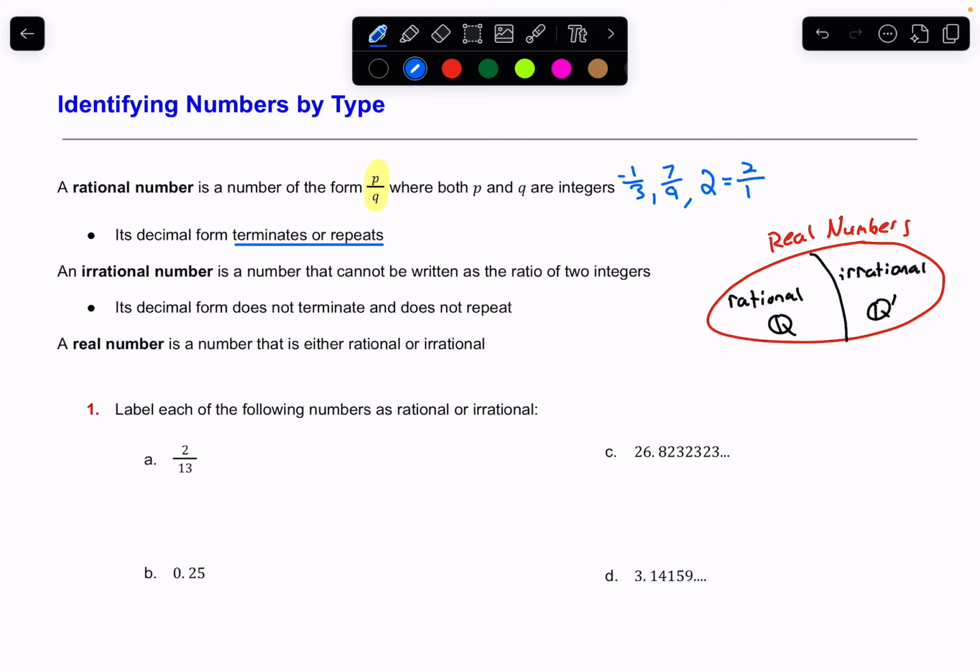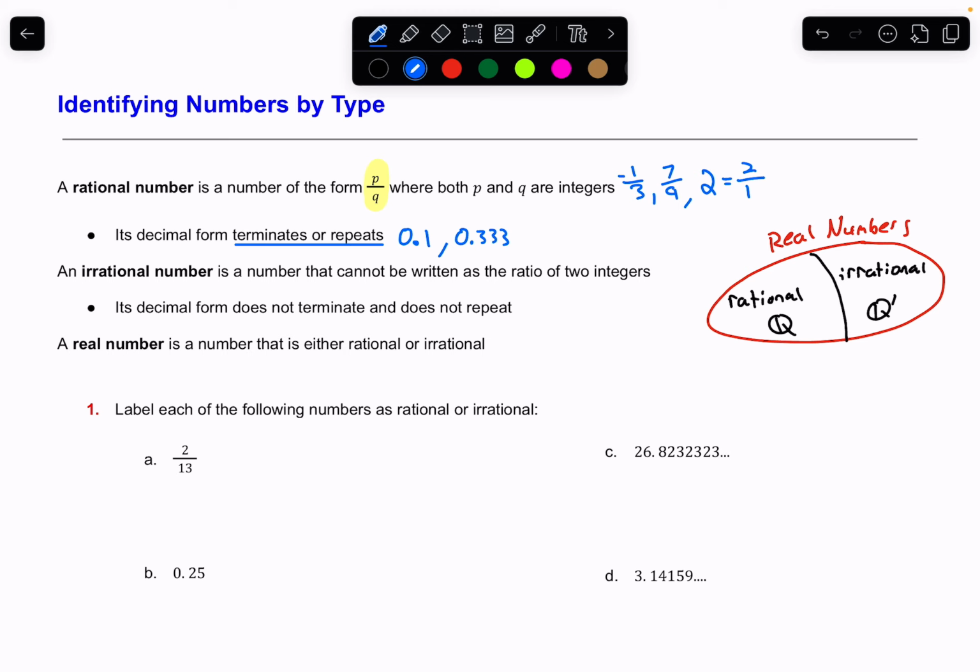So anything that can be written as an integer over an integer will either terminate or repeat, where terminate just means that it stops. So like 0.1, it doesn't go on, it just stops, okay? That is going to be a terminating decimal. And repeating might be like 0.333, where those threes repeat, okay?